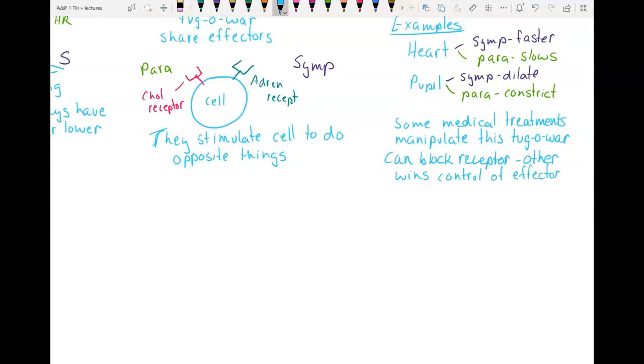Or you can take a medicine that will stimulate one of the receptors. So in class, we're going to go over some specific examples of things that block or stimulate the receptors in order to manipulate this tug of war.